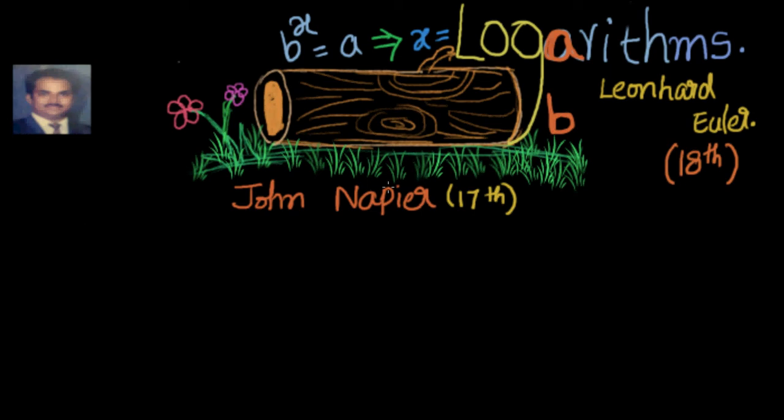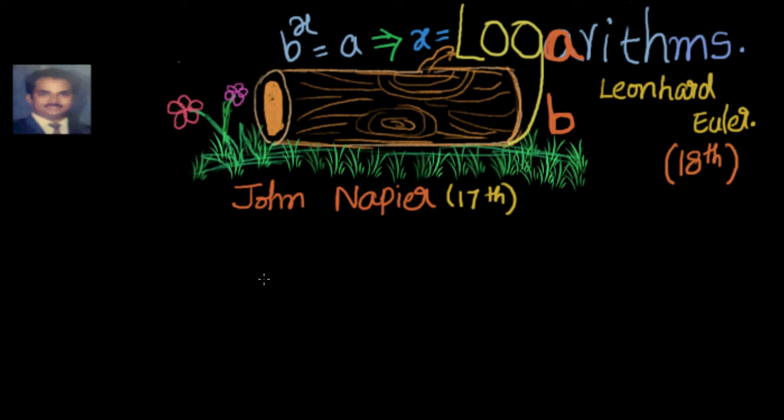Logarithms were devised by John Napier in the 17th century, to help resolve complex calculations into simple ones. And the current day logarithms, whatever we are reading, are due to Euler in the 18th century, who related the exponential functions and the logarithms.